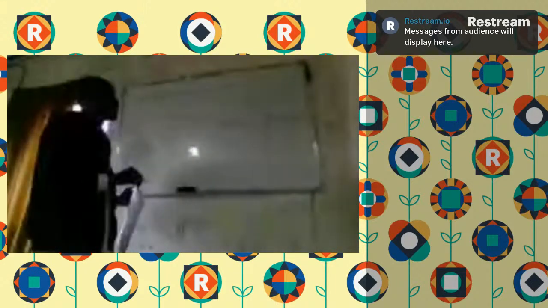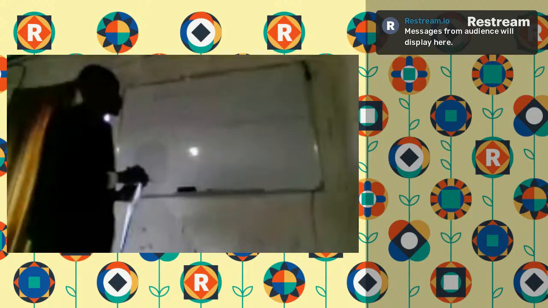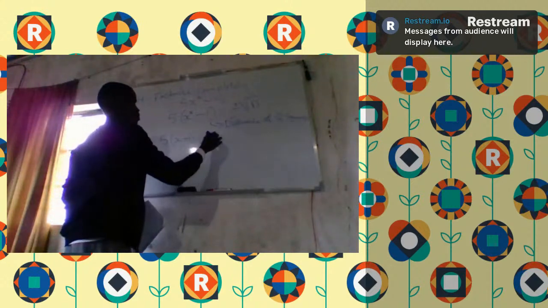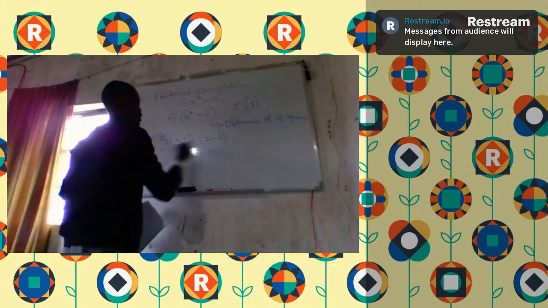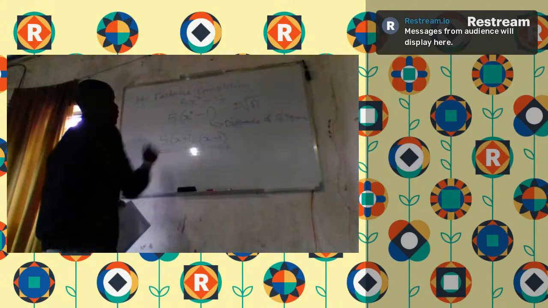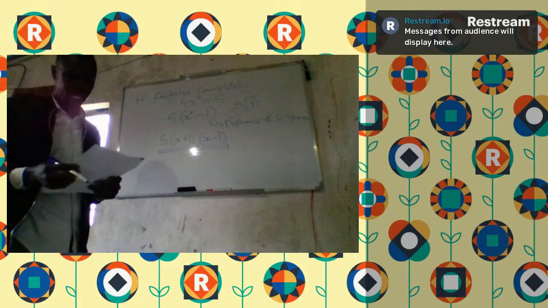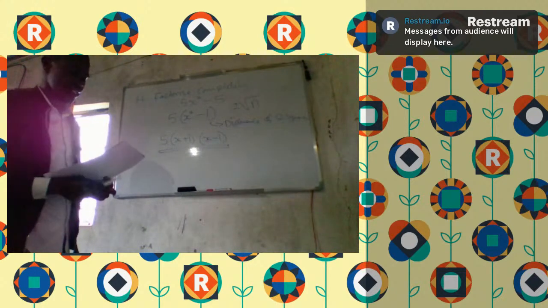So here we have 5, then open bracket, x plus 1. Remember, the square root of a number is positive or negative. So here we are going to have x plus 1 and x minus 1. Okay? There. We have factorized completely.